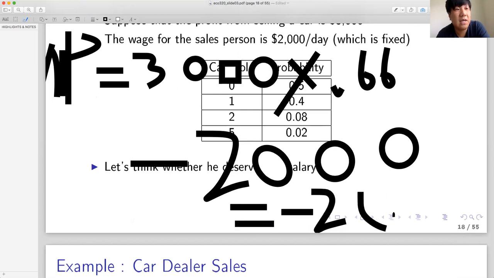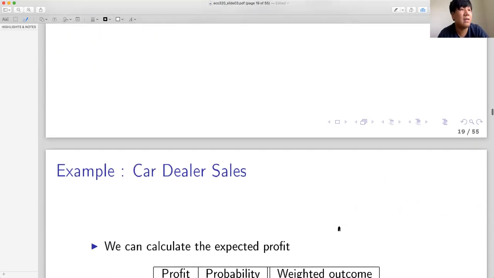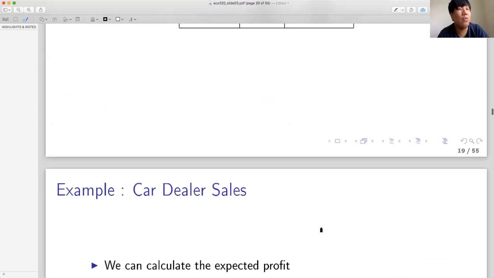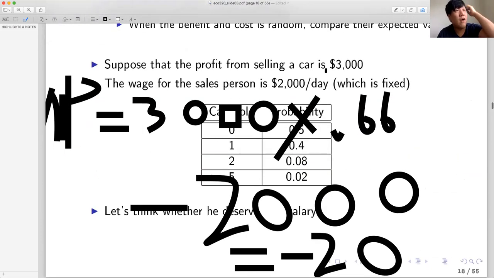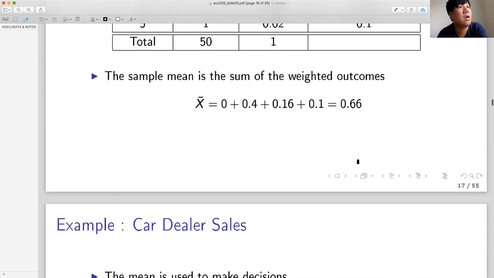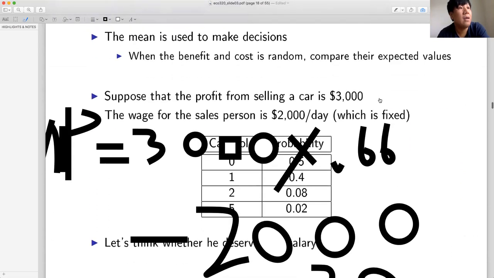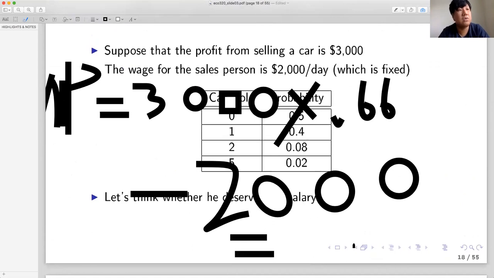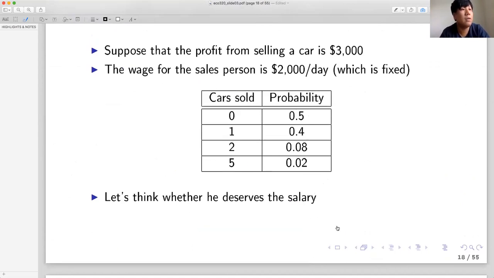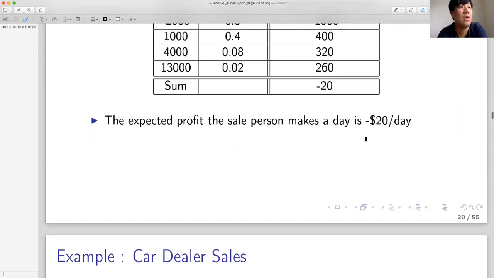So those are exactly the same as using this method, finding this, and using the weighted outcome, etc. This is exactly the same. So profit times expected car sales. So 0.66 is coming from here. Just go back to this slide and come back. And minus this is negative 20. So it doesn't matter which method you are using, but this is how you do that. So negative 20, we got the same outcome.